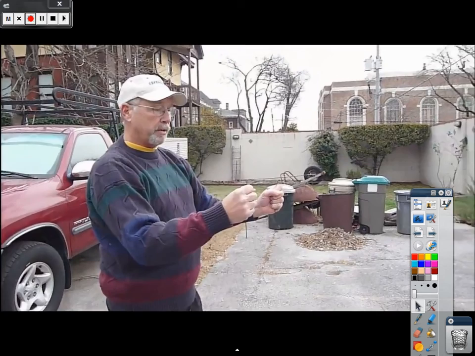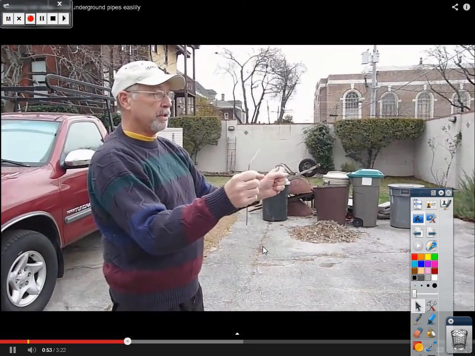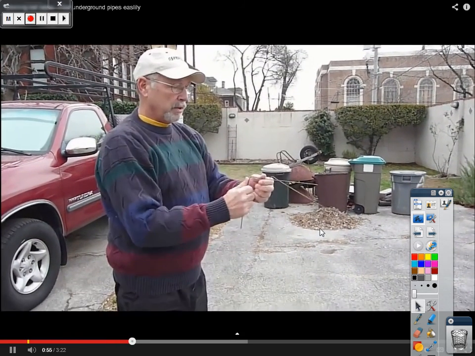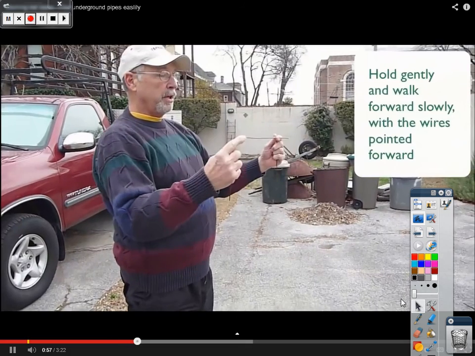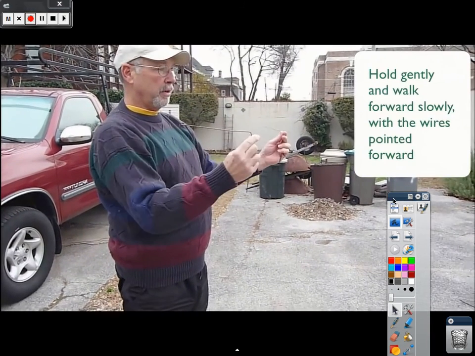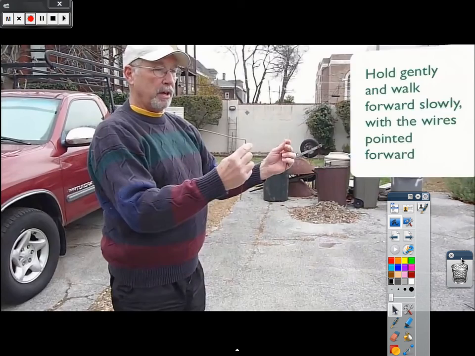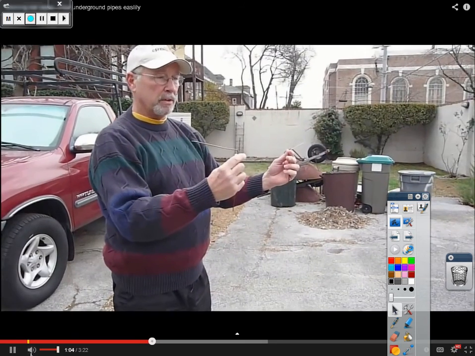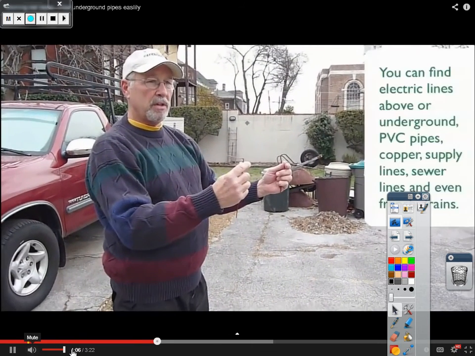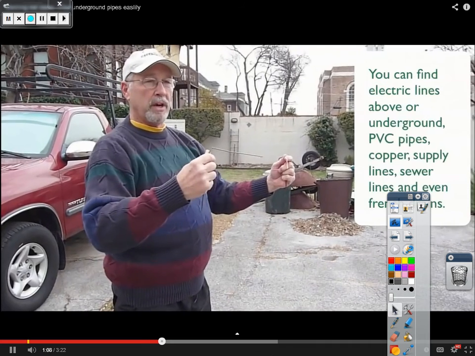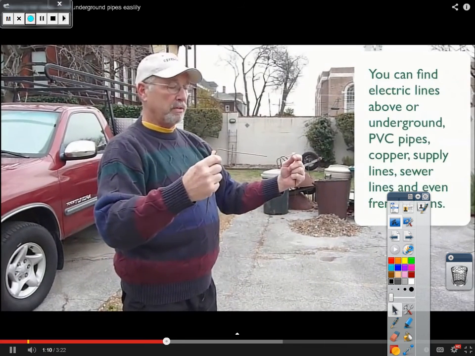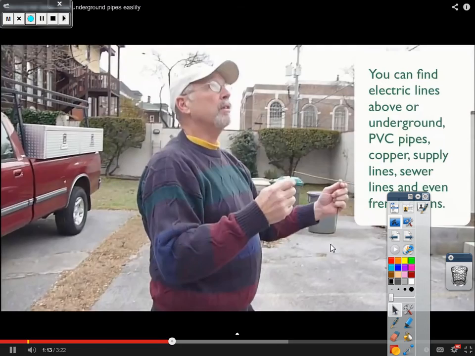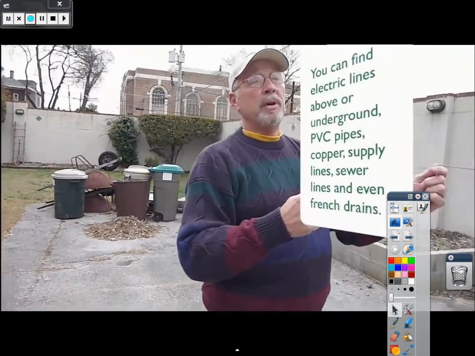Hold them gently in your hand. They need to be able to swivel easily like that. And what these will do, they will turn in line either like this or like this when they are under or over electrical, PVC, or cast iron pipe, magnetic field, drains, etc. I'll show you now. There's an electrical line above us.